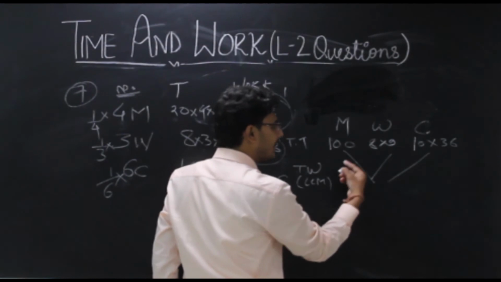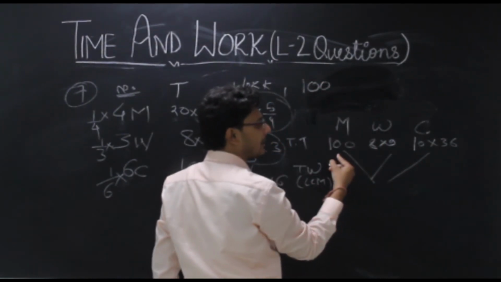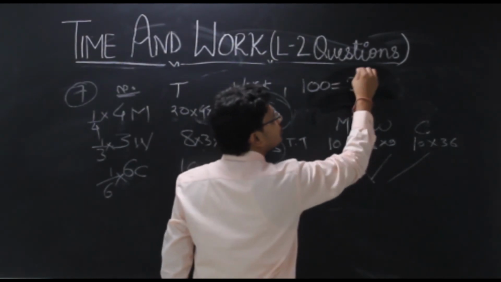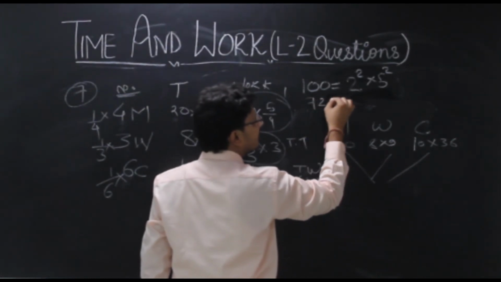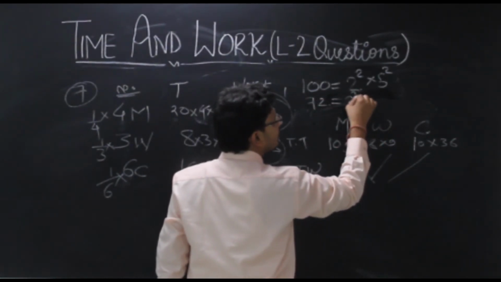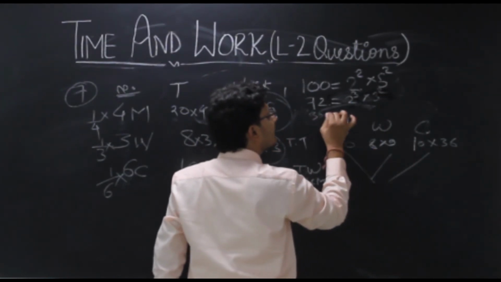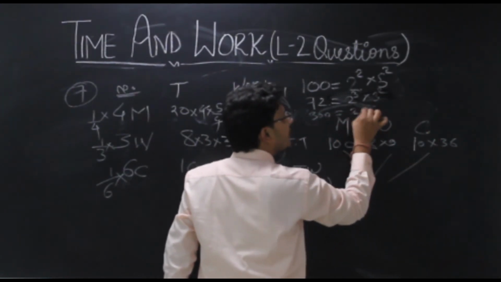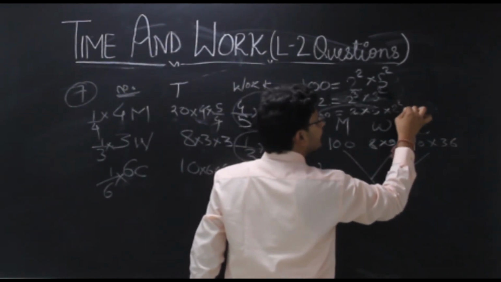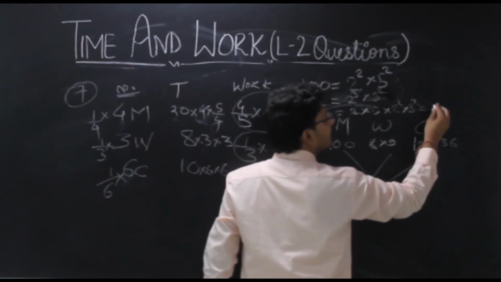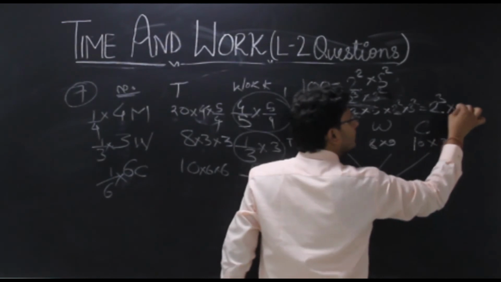Total work is nothing but the LCM of these values. How to calculate LCM? I'll first factorize. 100 is nothing but 2 square into 5 square. 72 is nothing but 8 nines, that is 2 cube into 3 square. Same way 360 is nothing but 10, that is 2 into 5, times 36. 36 is 6 square, that is 2 square into 3 square. So this I finally get will be 2 cube, as the same base they will get added, into 3 square.